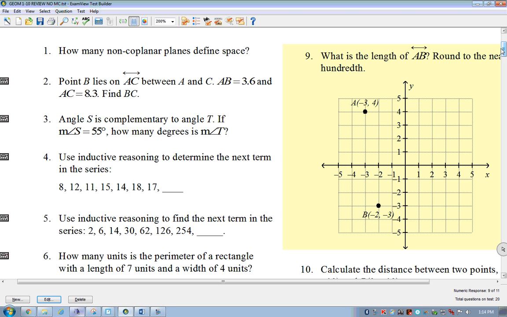How many non-coplanar planes define space? 3, okay, it's 3. And 2, point B lies on line AC between A and C. AB is 3.6. AC is that whole thing, A to C. So what we're going to do is take 3.6 and subtract it from 8.3 to get the remaining portion that would get me from B to C. All right, 4.7, I am being told.